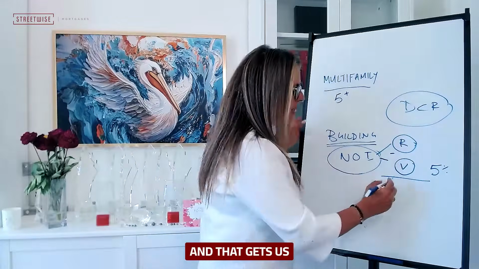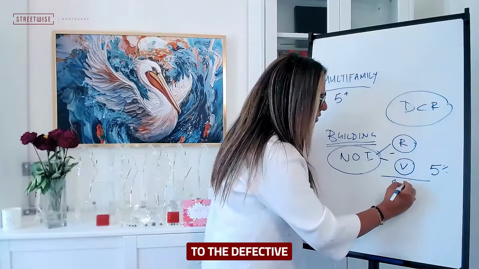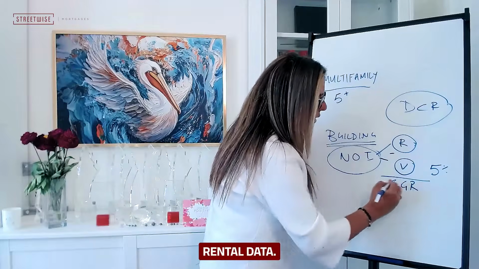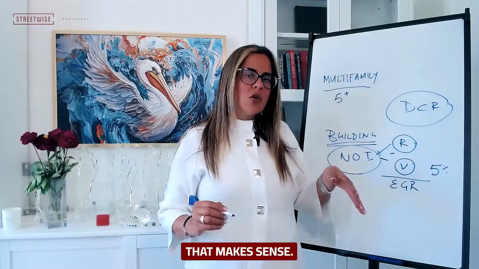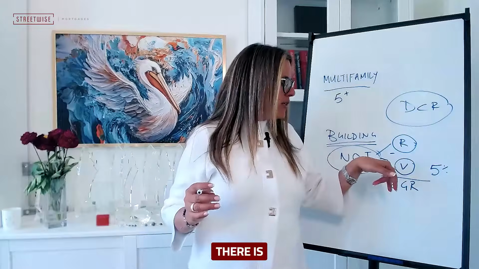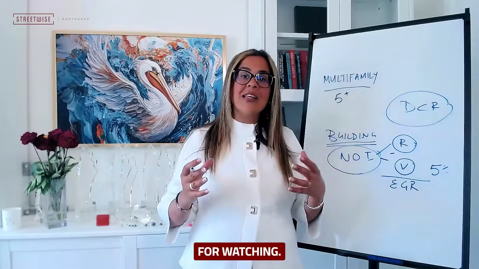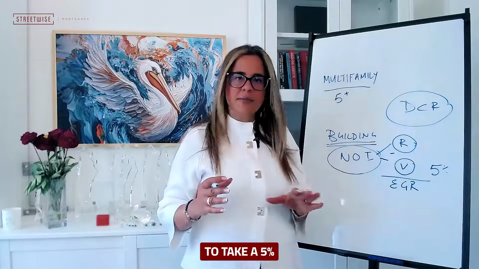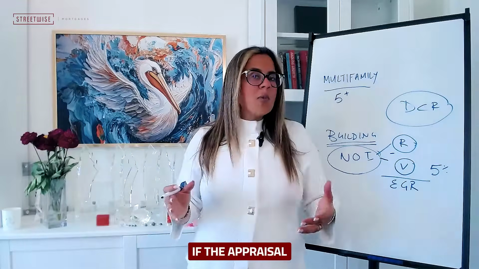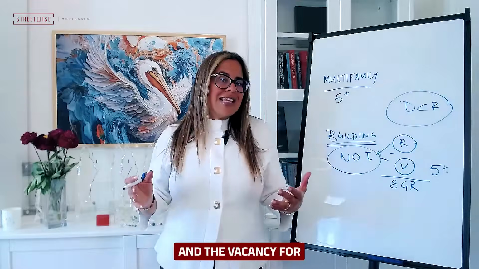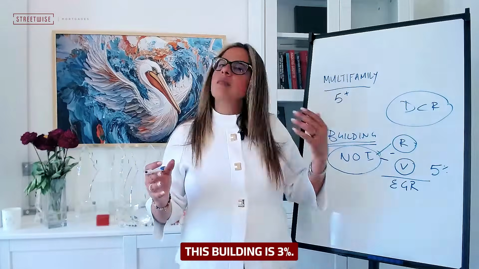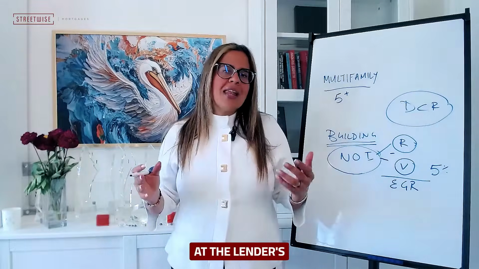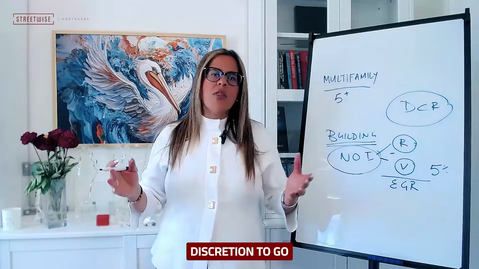And that gets us to the effective gross rental income. Okay. The vacancy allowance also, there is a component here for bad debt collection. I invite you to take a 5% for this category. If the appraisal report comes in later and says that the vacancy for this building is 3%, it's going to be at the lender's discretion to go with the lower number.